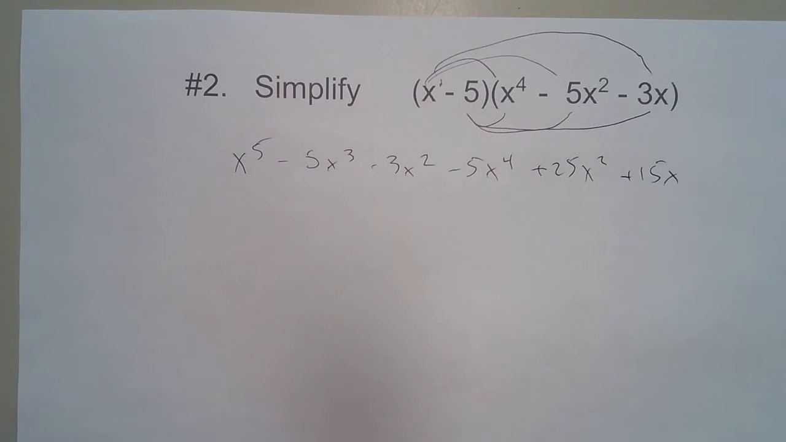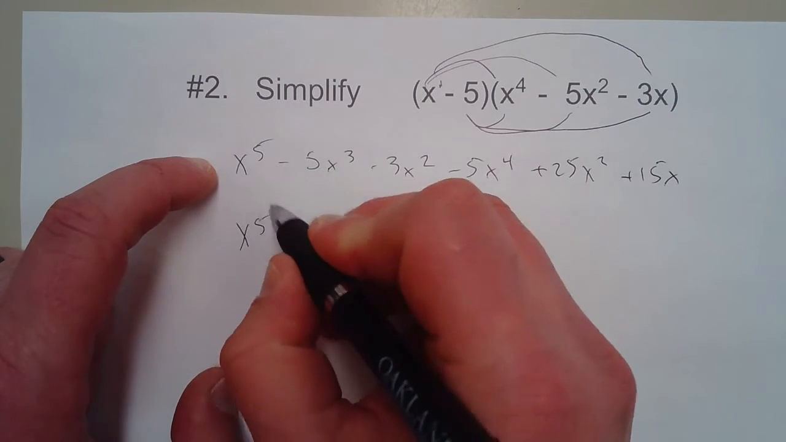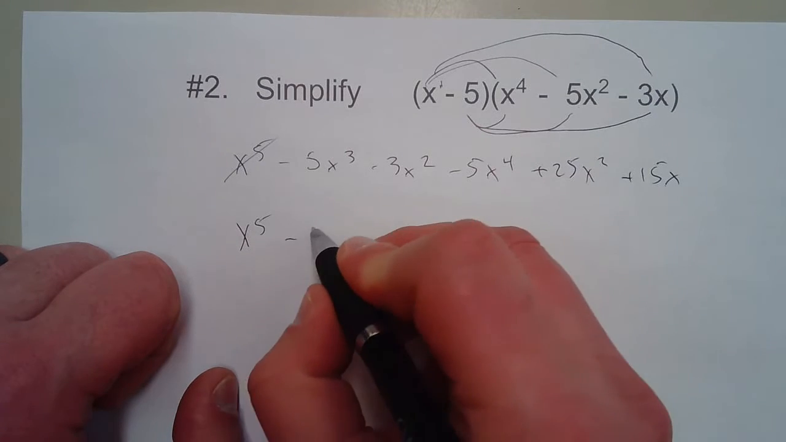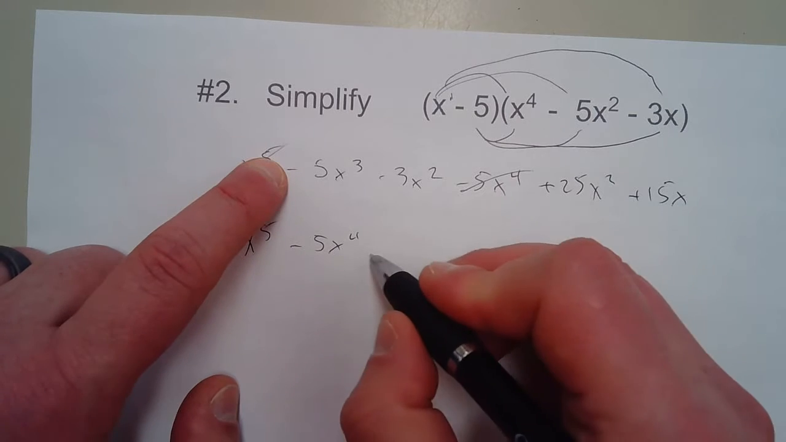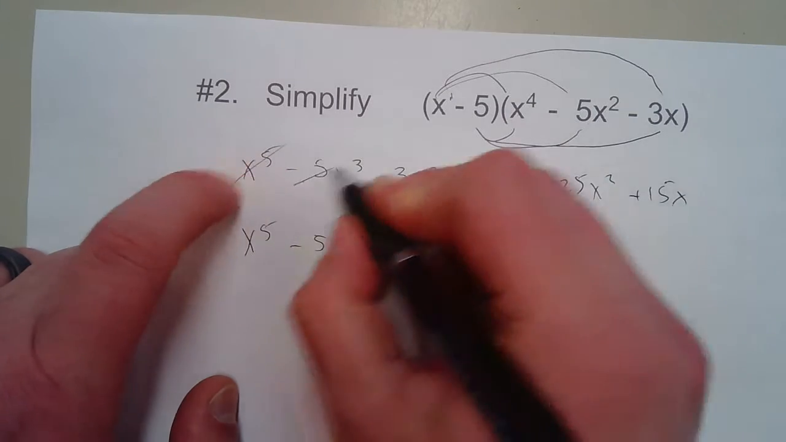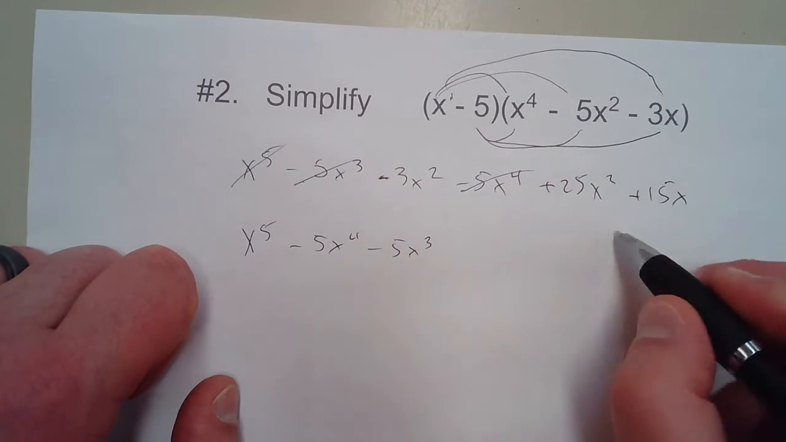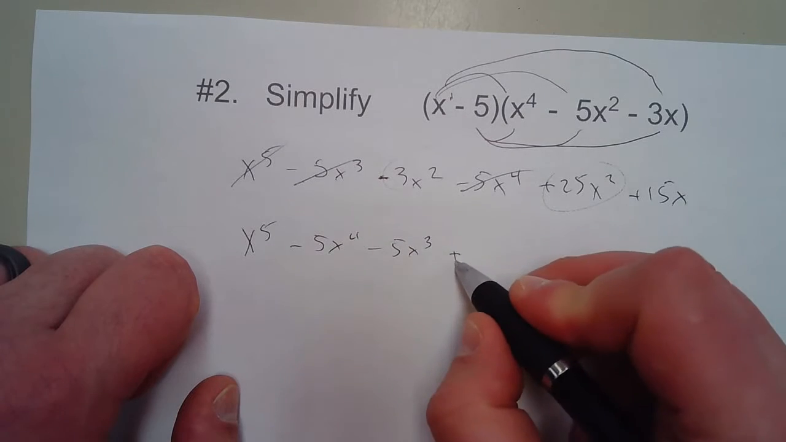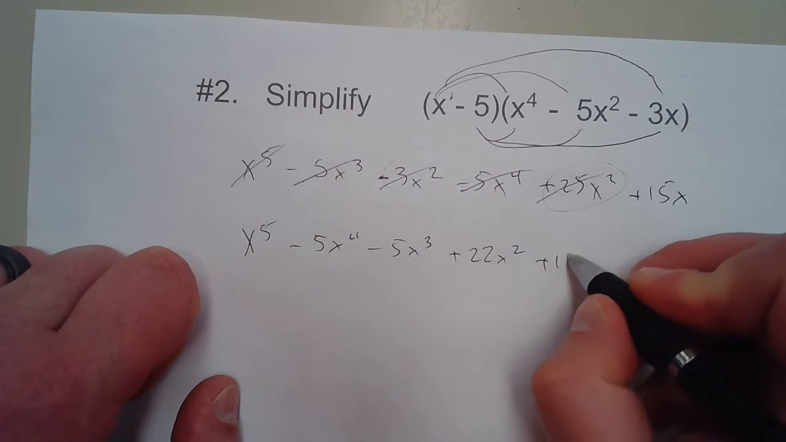Okay, perfect. At this point, we get it to standard form, we combine any like terms, and we'll be all set. So the highest power is this x to the 5th. There's just the one. The next is this x to the 4th, and there's no other one, so I'll just write it down here. X to the 3rd, also only one of those. And then we do have a minus 3x squared and a plus 25x squared. Those two are like terms, so those combine to be 22x squared. And lastly, the plus 15x.